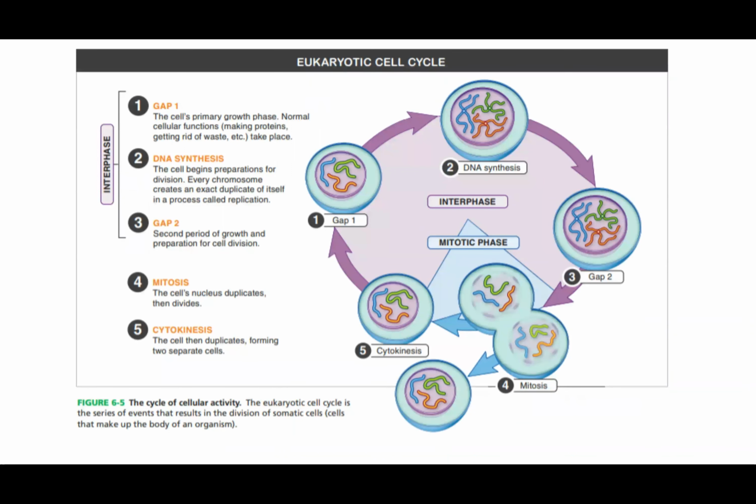And so mitosis is involved in what we call the eukaryotic cell cycle. And it's pretty straightforward. The idea is we have three distinct cycles here. First is called interphase. And interphase is essentially divided into three subgroups. So we have what's called gap 1, we have DNA synthesis, and gap 2.